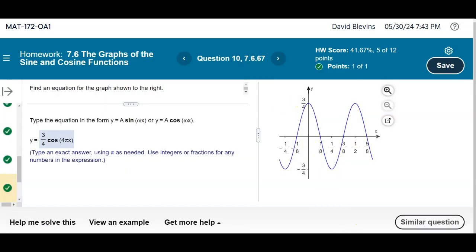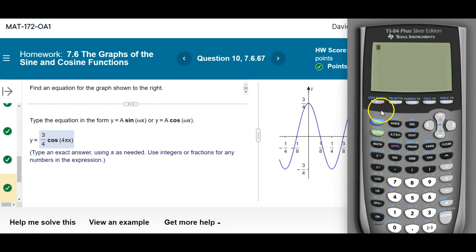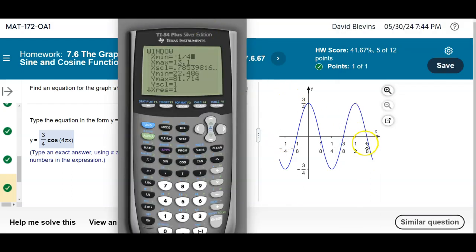All right, you can always check this with your TI. So you type in y equals, I'm going to turn off my stat plot, 3/4 cosine, and then in parentheses I'm going to do 4 pi, which is second caret, times x. Okay, do make sure you are in radian mode. All right, I'm going to make my window go between -1/4, that's the leftmost tick I see here. Make the right end be 5/8. It's the right end that I see.